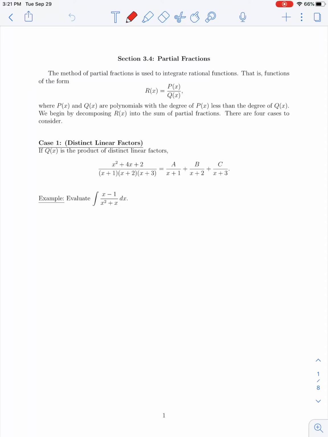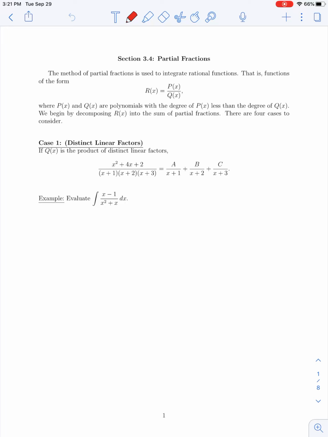Okay, in this lecture we're going to start our section 3.4 material on partial fractions, sometimes called the method of partial fractions. This method is going to be another technique for integrating functions. And before we see how this technique works, I want to stress how we know when we're supposed to use a particular technique.